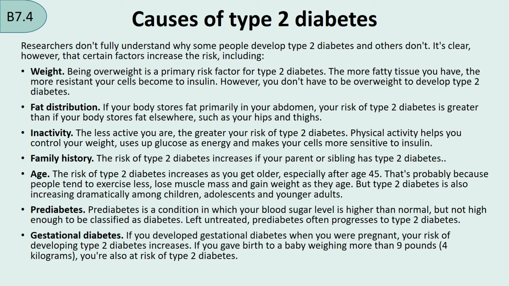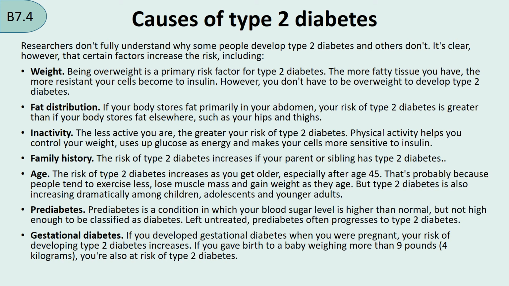So these are things that are going to increase your risk of type 2 diabetes. So weight, starting off with, being overweight is a primary risk factor for type 2 diabetes because the more fatty tissues that you have, the more they become resistant to insulin, which is the hormone that controls it. However, you don't have to be overweight to develop it.